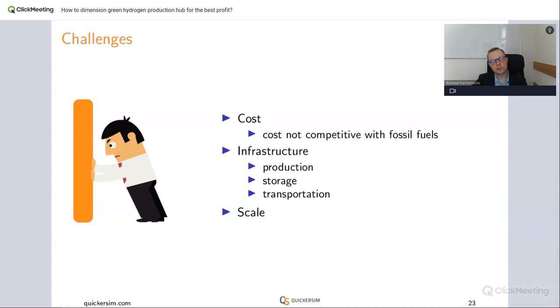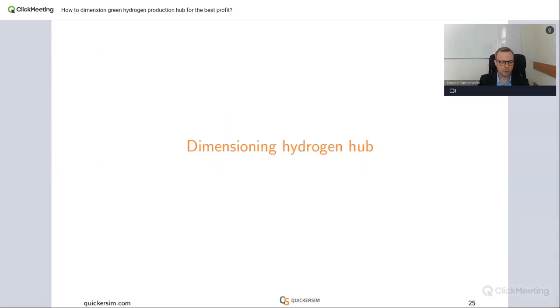We also have some issues with production and storage, and today we will focus on those 3 things as they are very connected. If we have cheap production, the end price of hydrogen will be more competitive, and we try to understand how to produce hydrogen efficiently and store it efficiently, so the final cost can be as low as possible. Okay, so let's move on. Let's start with dimensioning a hydrogen hub.